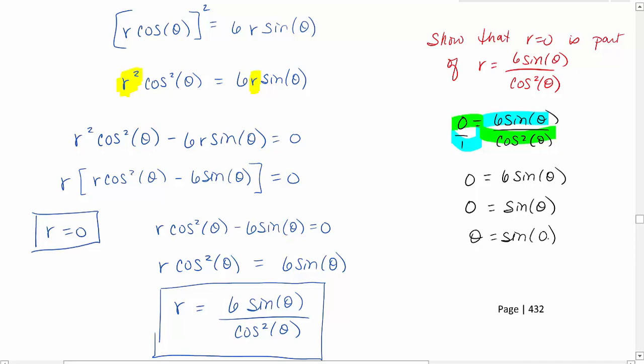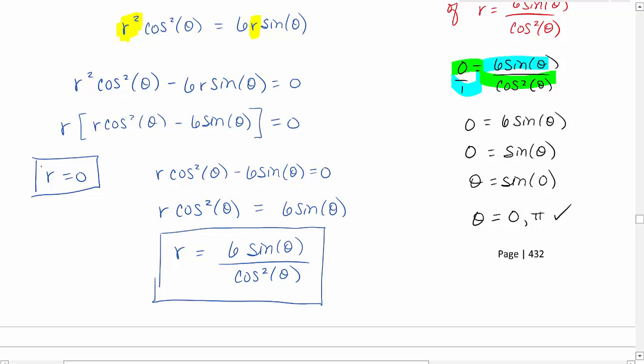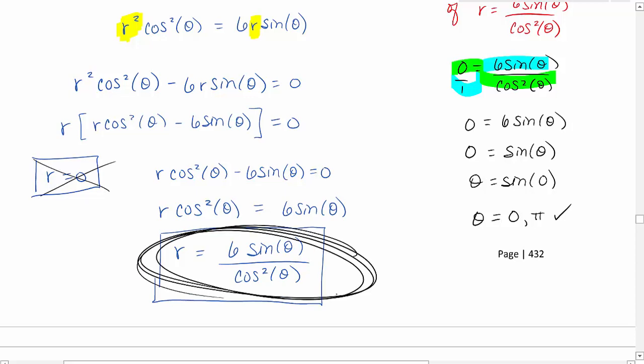And where is sine equal to 0? Well, that happens at 0 and at pi. So we got an answer. That means we don't need to include this. It's already inside of here. So that's our final answer.